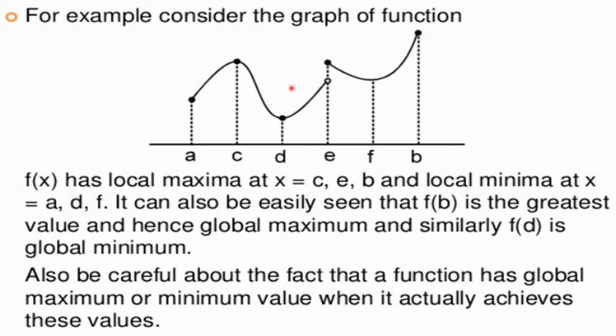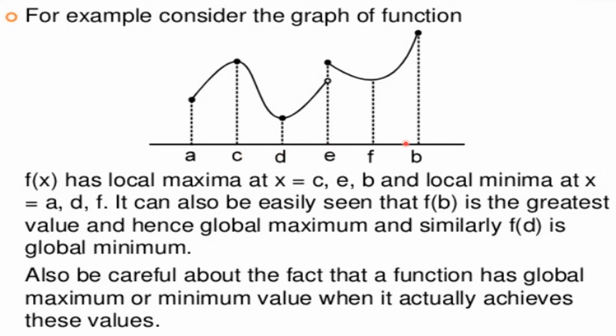If you observe this graph, f(x) has a local maximum at x = c. See here, at x = c it has a local maximum, and also at e, and at b also. At all these points, c, e, and b.